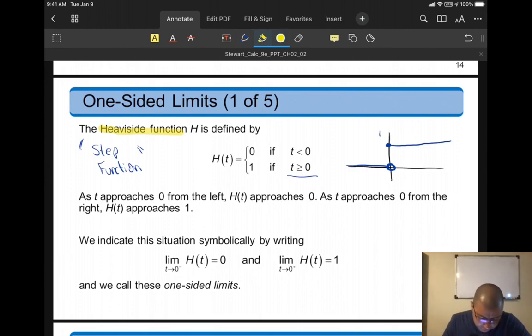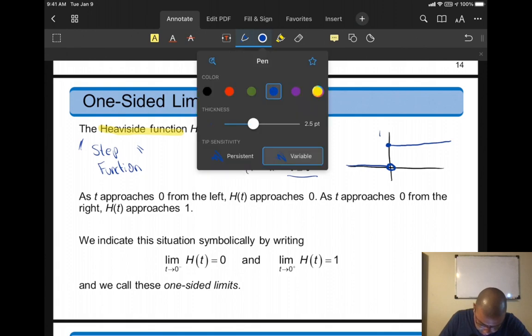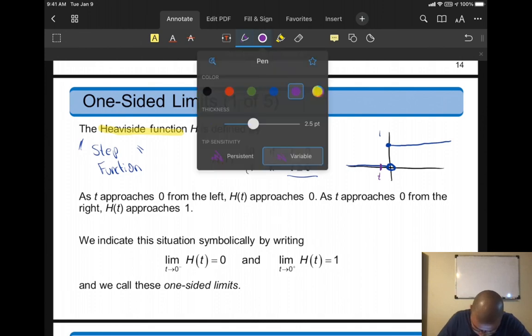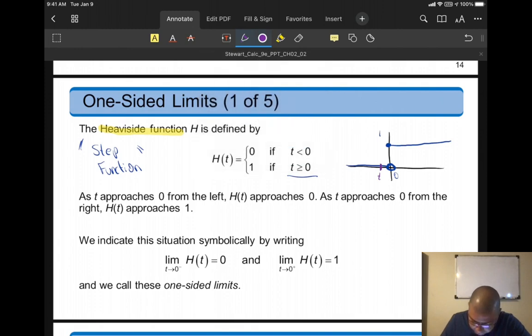And as t approaches 0 from the left, if you choose t values over here, t very, very close to 0, then h of t is very, very close to 0. It's exactly equal to 0, but just to keep the wording, we say very close to 0, as close to 0 as it could possibly be. And if you choose a t value that's on the right of 0, then h of t equals 1, whereas here, h of t equals 0. So it depends on which side you choose, okay?